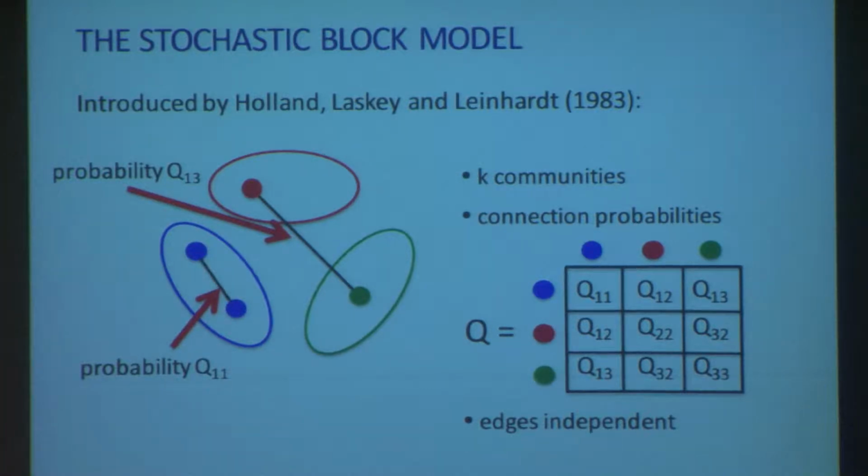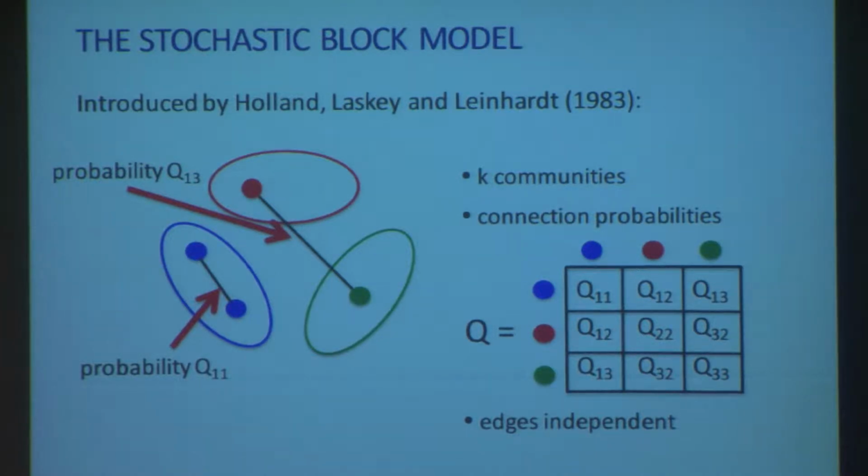You start off with every node being labeled with one of k different communities. I'll use colors to denote them in this talk. And then you have a k by k matrix of connection probabilities. So for example, the entry in row 2, column 1 is the probability that if I have a node which is red and a node which is blue, they're connected by an edge. So all you do is sample edges independently according to these given probabilities.